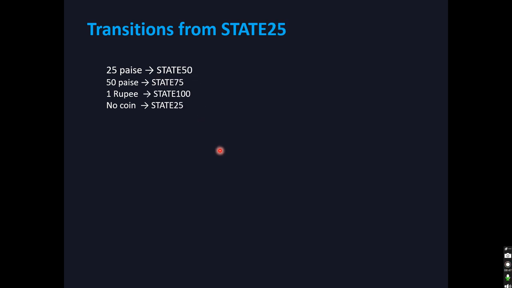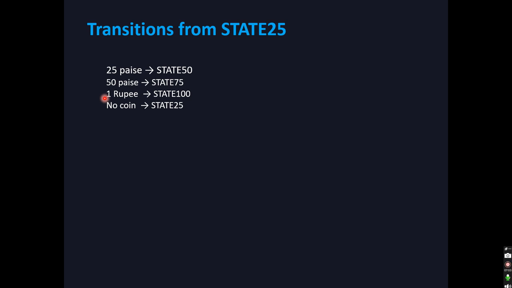Again, this is the 25 paise state. Right now we are in the 25 paise state. If we give the input as 25, it goes to 50, because 25 plus 25 is 50. Again, 25 plus 50 should go to 75. Again, 25 plus 1 rupee is 125 in total.